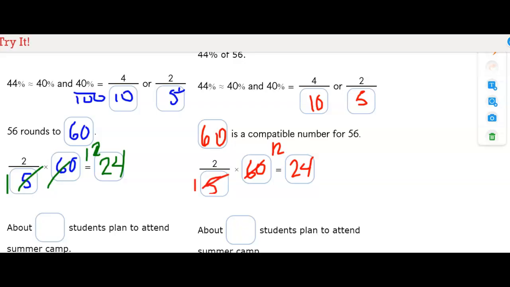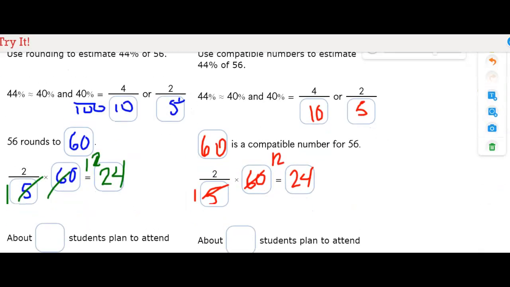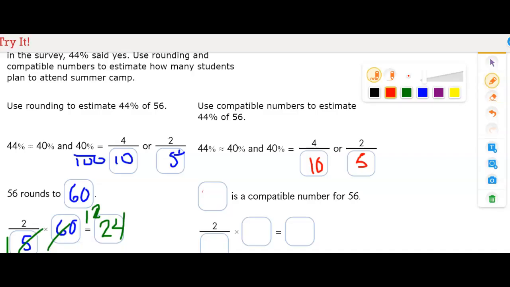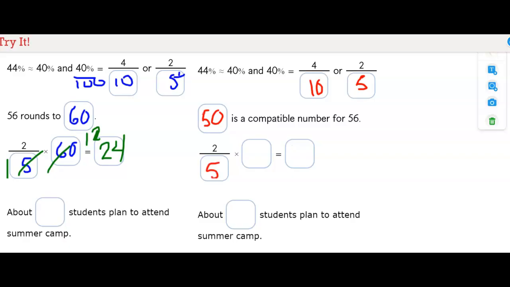I guess another option could be that you use compatible numbers such as 50. So let's try doing 50 instead of 60. Let's say I did 50 instead of 60 as a compatible number, because 50 is easy to work with. So 50 is a compatible number for 56. And then we know this is 2/5 multiplied by 50. Again, I would want to simplify.